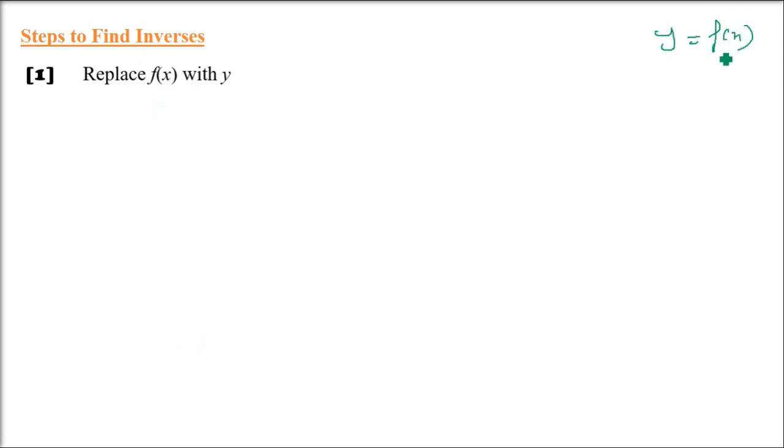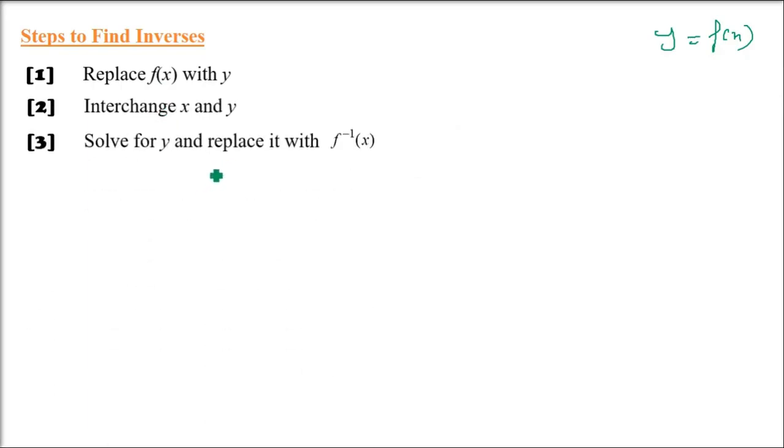What are the steps to find inverses? We know that y is equal to f(x). The first step is to replace f(x) with y. Then we interchange the values of x and y: wherever x is there, we change it to y, and wherever y is there, we change it to x. Now we solve for y. And now whatever y is, that is f inverse x.